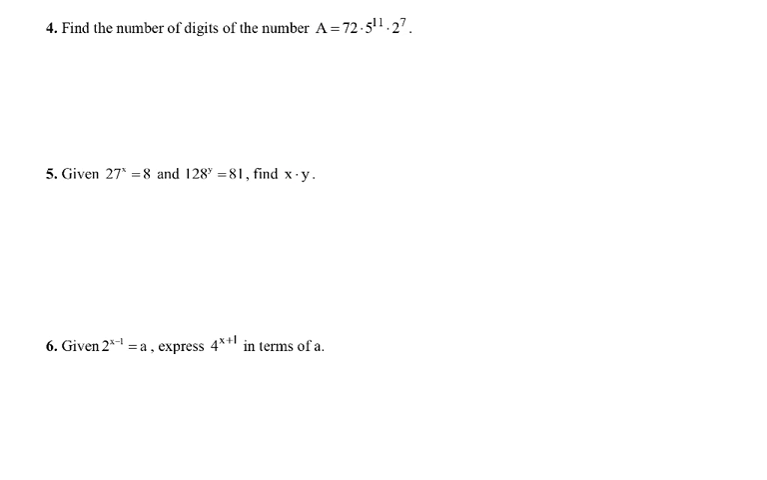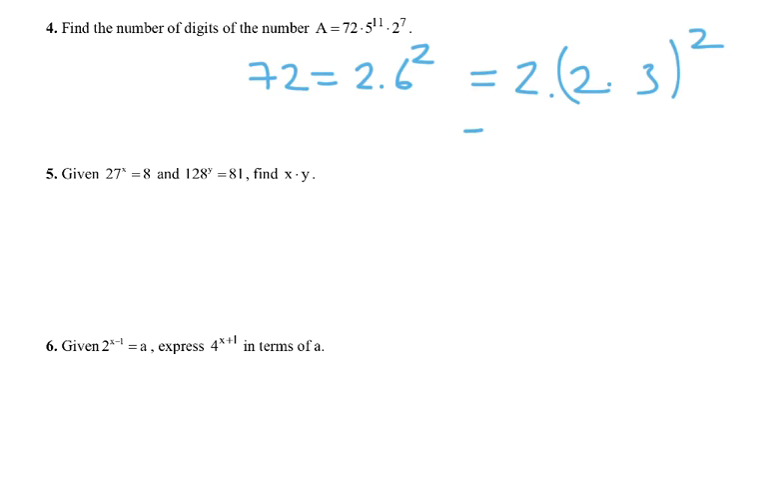Number 4, exactly the same as the first question now. We know then, we're looking for our powers of 10. But first let's break down 72, which is 2 times by 6 squared. Let's just write this. 72 is 2 times by 6 squared, which is the same as 2 times by 2 times 3 squared, which is the same as 2 to the power of 3 times by 3 to the power of 2.